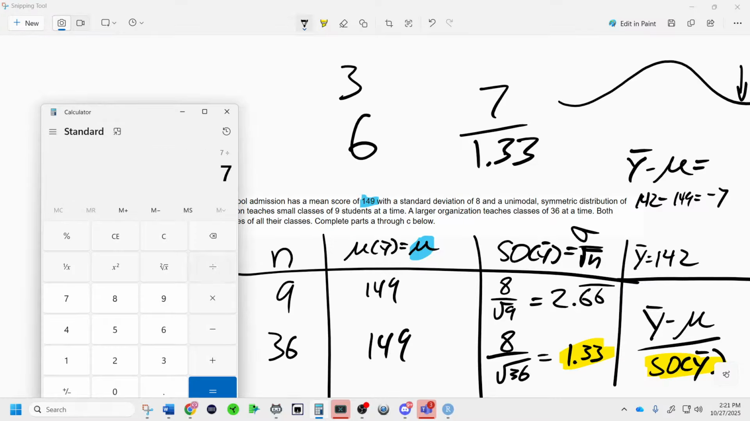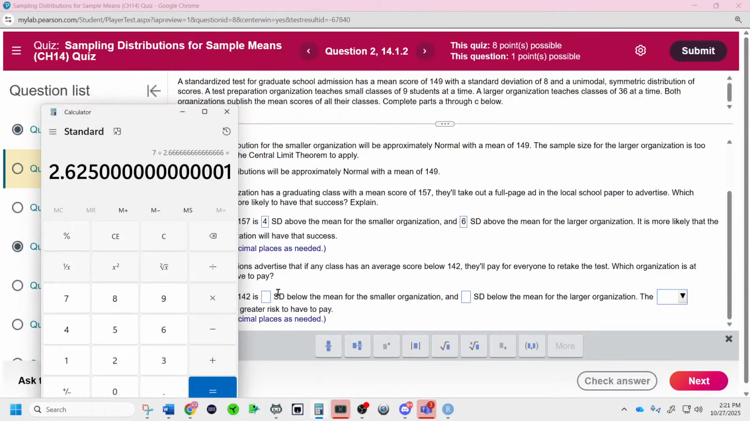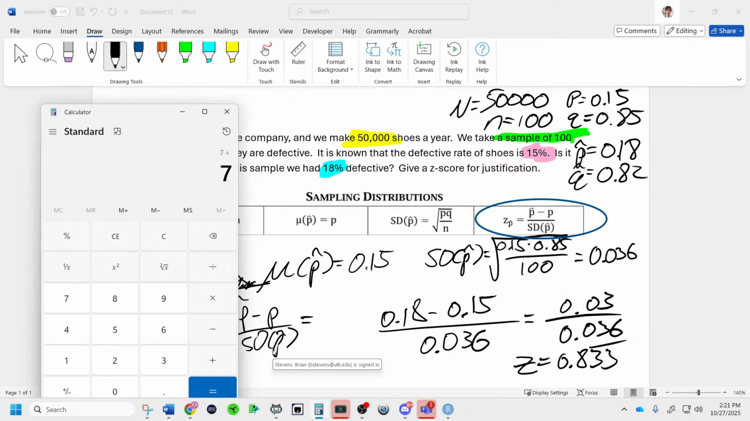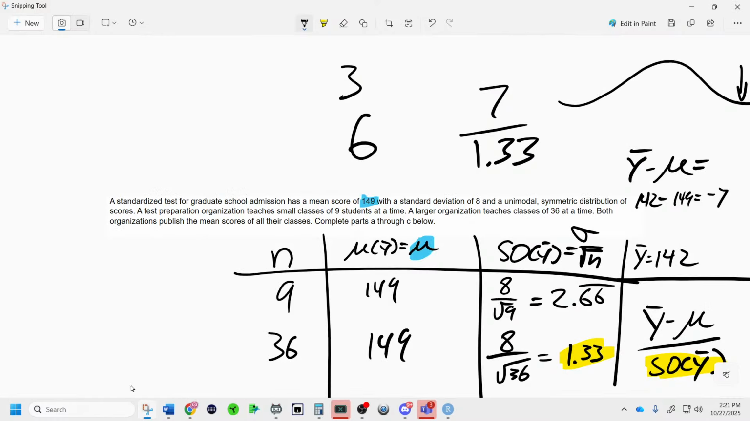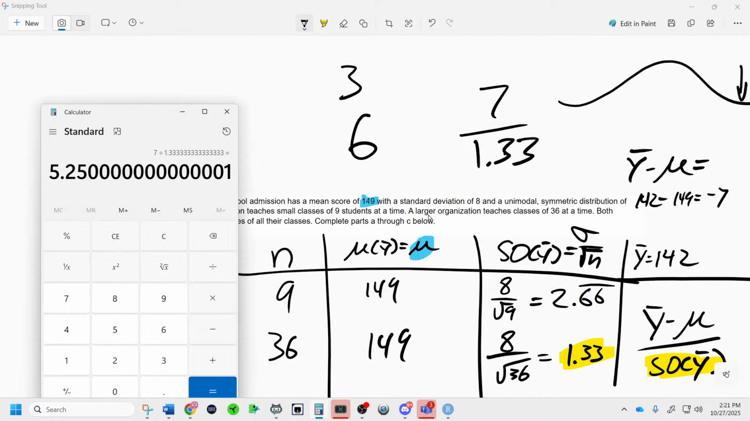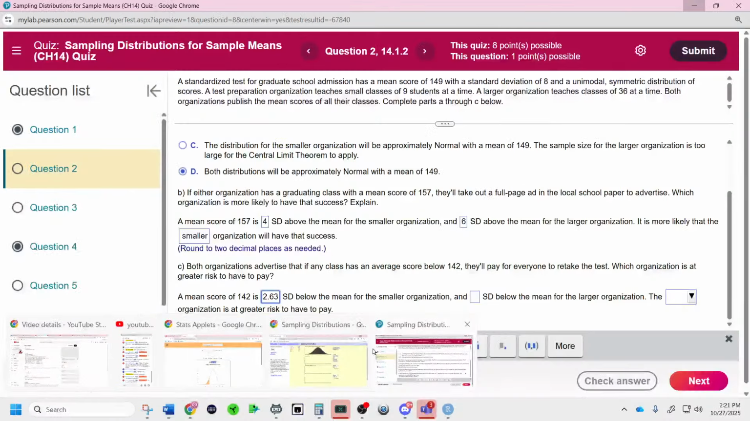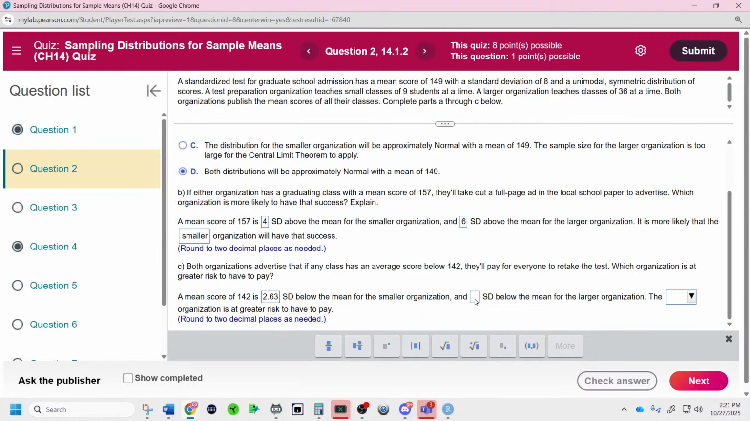So 7 divided by 2.66, repeating, and that's 2.63. And 7 divided by 1.3333, repeating. That's the wrong one. And that's 5.25. And once again, the smaller organization is more likely to have this occur. And so the smaller is more likely.